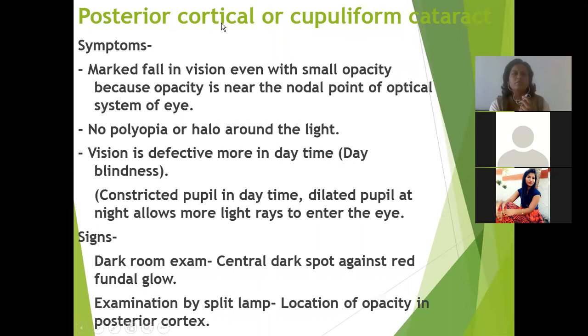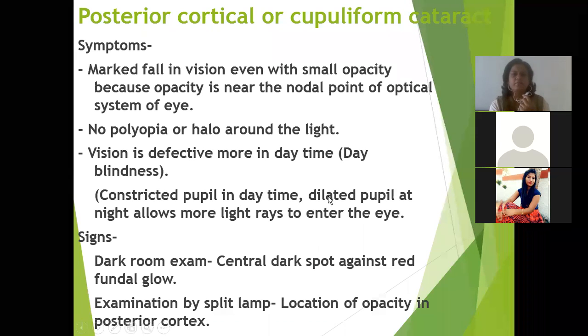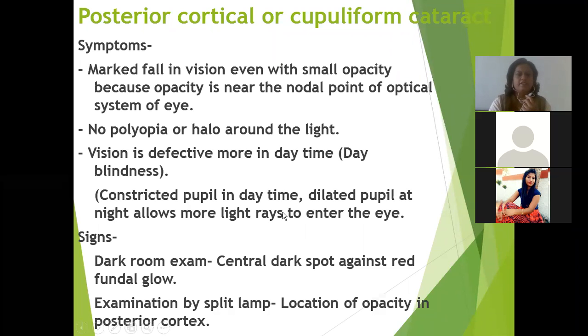The symptoms of posterior cortical or cupuliform cataract are a marked fall in vision even with a small opacity, because the opacity is near the nodal point of the optical system of the eye. No polyopia or halo around the light. Vision is defective more in daylight, and there is day blindness. A constricted pupil in the daytime and a dilated pupil at night allow more light rays to enter the eye.